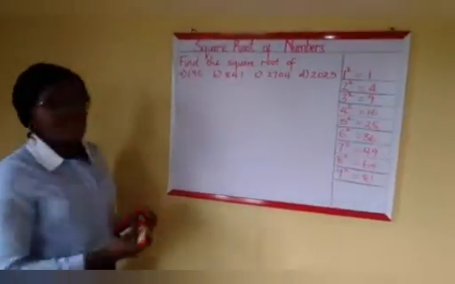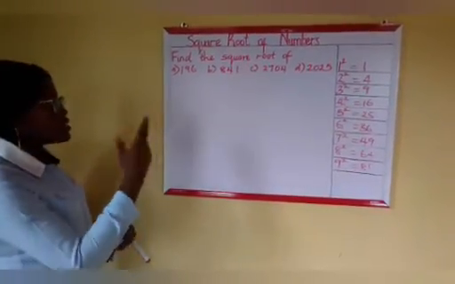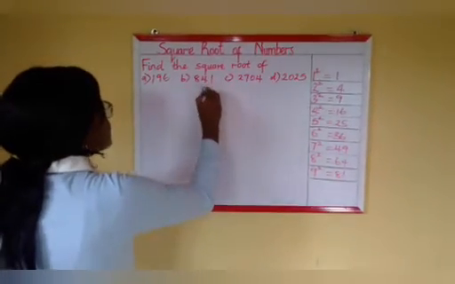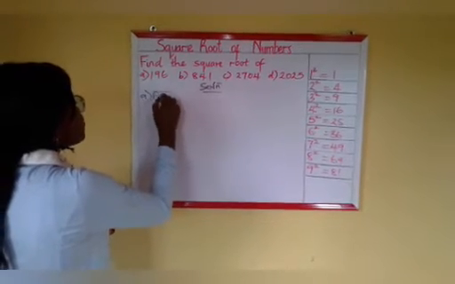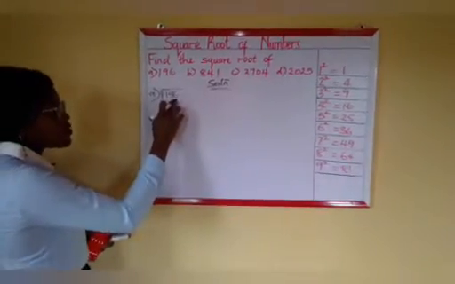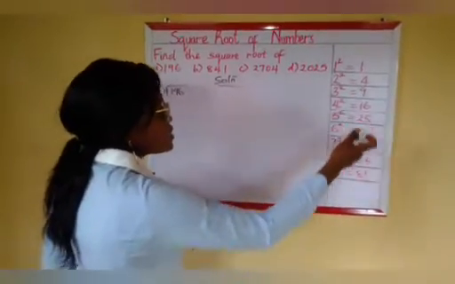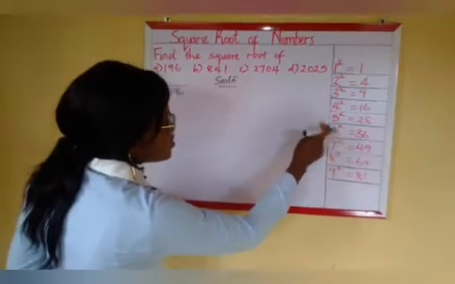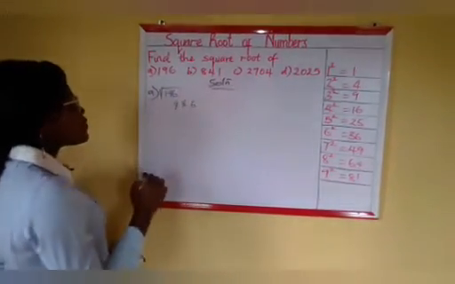Okay, let's start solving the examples and see how we can actually use this to find the square root of numbers. The first question, the square root of 196. Now we have 6 as the last number. So the question you should ask yourself is, from the square of numbers we have here, which one has 6 at the unit side? That is 4 and 6. So we have 4 and 6.